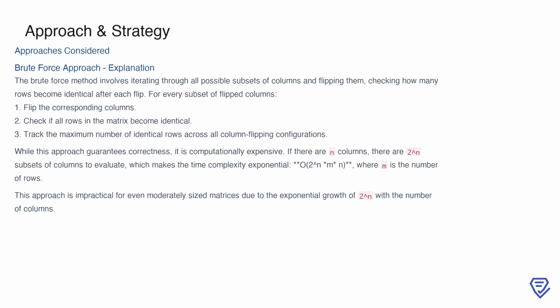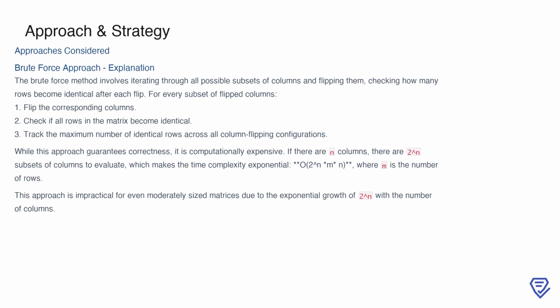To begin solving this problem, one possible approach is the brute force method. This involves systematically exploring every possible subset of columns, flipping them, and checking the resulting matrix to see how many rows become identical. The steps are straightforward. For each subset of flipped columns, you flip the corresponding values, examine if the rows align, and keep track of the maximum count of identical rows achieved.